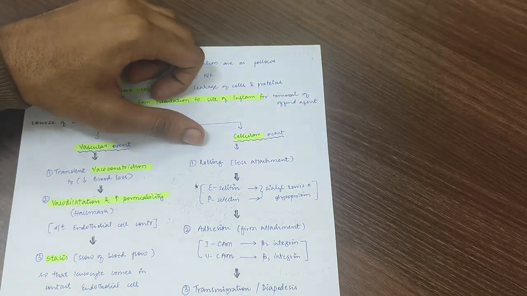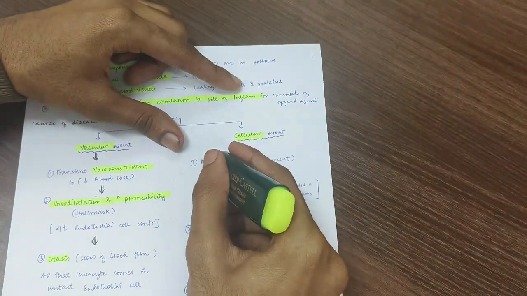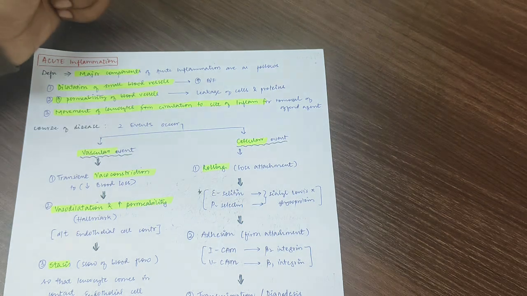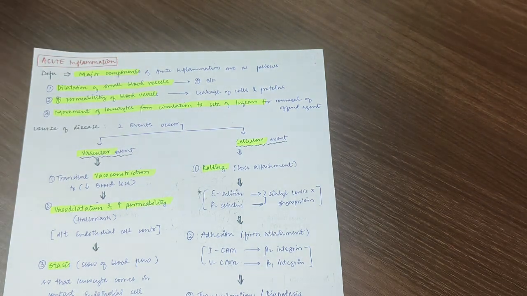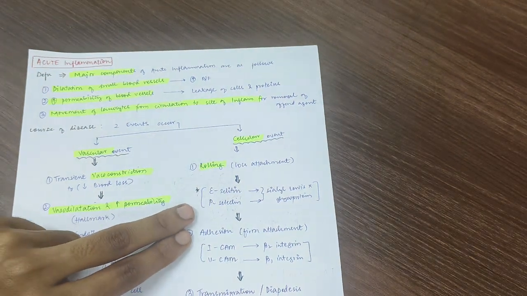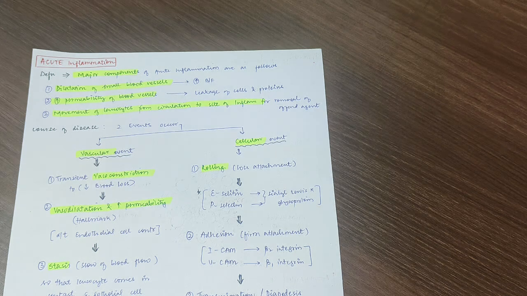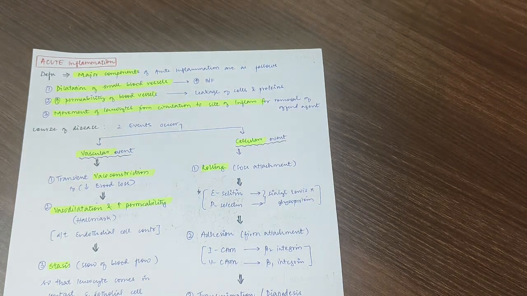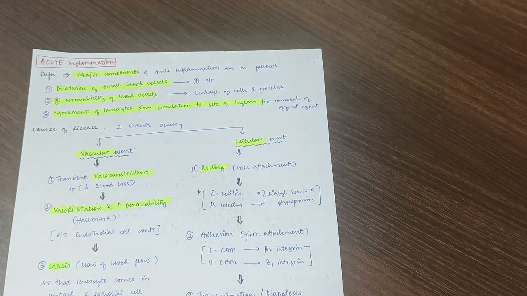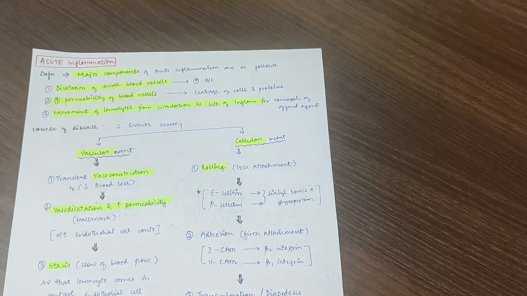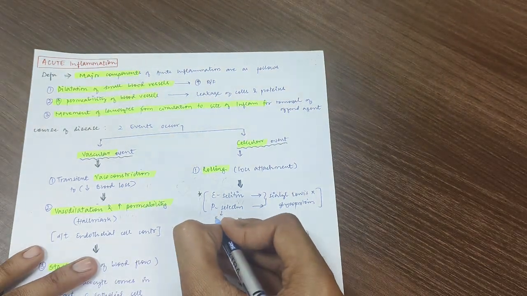Next is the cellular event. Coming to the cellular event, there is rolling. What is rolling? Rolling is basically loose attachment. What happens in rolling? There are E-selectins and P-selectins present on the endothelium, and because of this there is adhesion of neutrophils, the cells of acute inflammation. They bind to E-selectin and P-selectin via sialyl Lewis X glycoprotein, which is present on the neutrophil. Remember, these 2 are present on the endothelium.